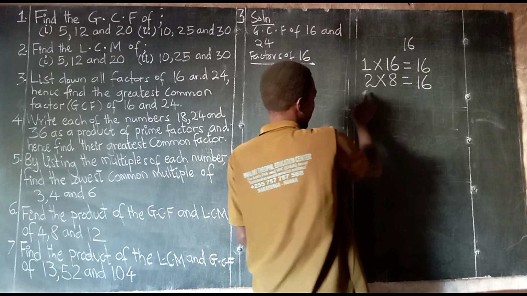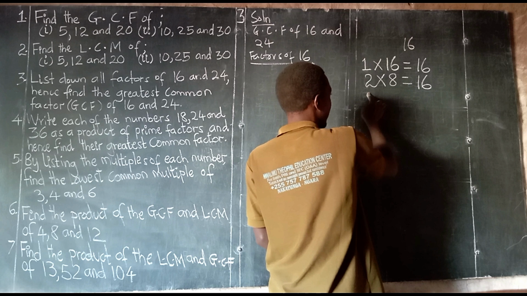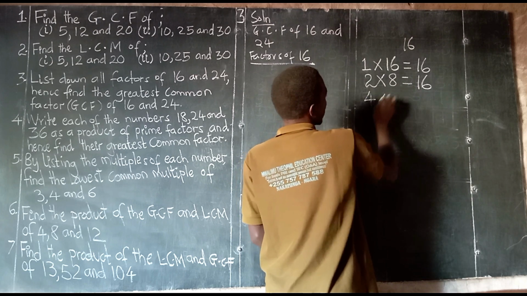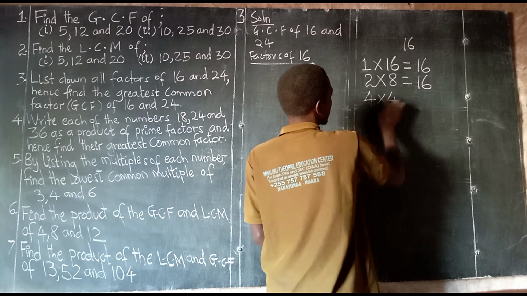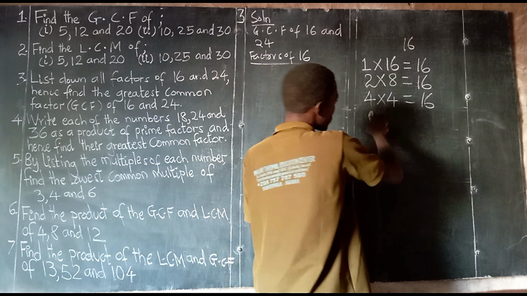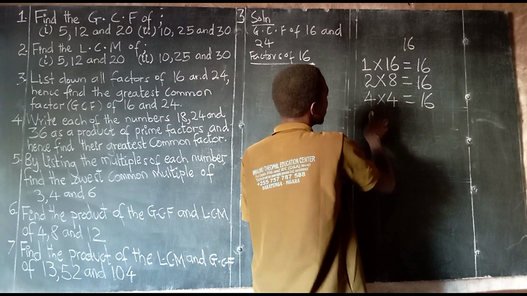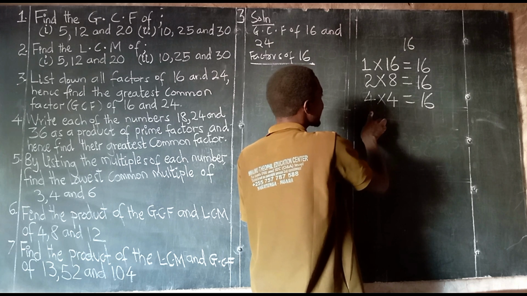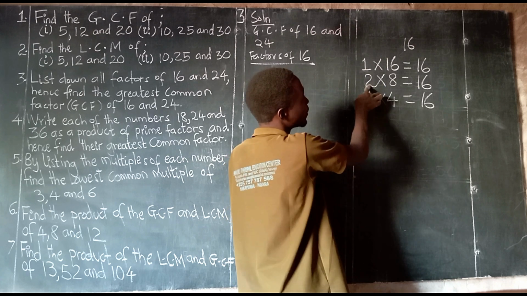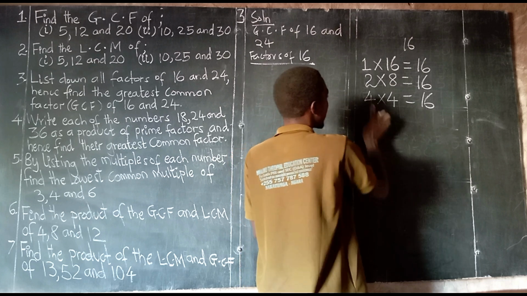When you divide 16 by 3, it is not divisible completely without a remainder. So 3 is not a factor of 16. 4 is possible. When you divide it by 4, you get 4. So 4 times 4 gives you 16. When you divide by 5, it is not divisible. When you divide it by 6, it is not divisible. When you divide it by 8, it is divisible, and you get 2. So it will be the repetition, as you can see. If it is the repetition, it means that we have reached the end.